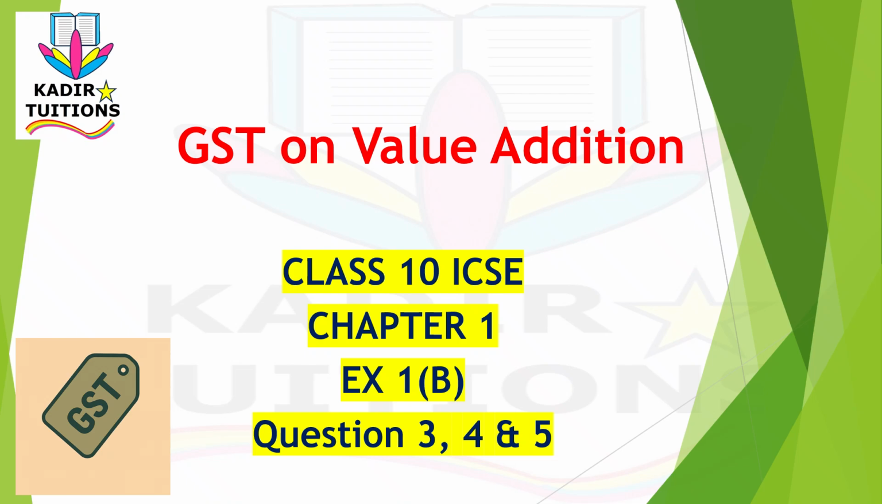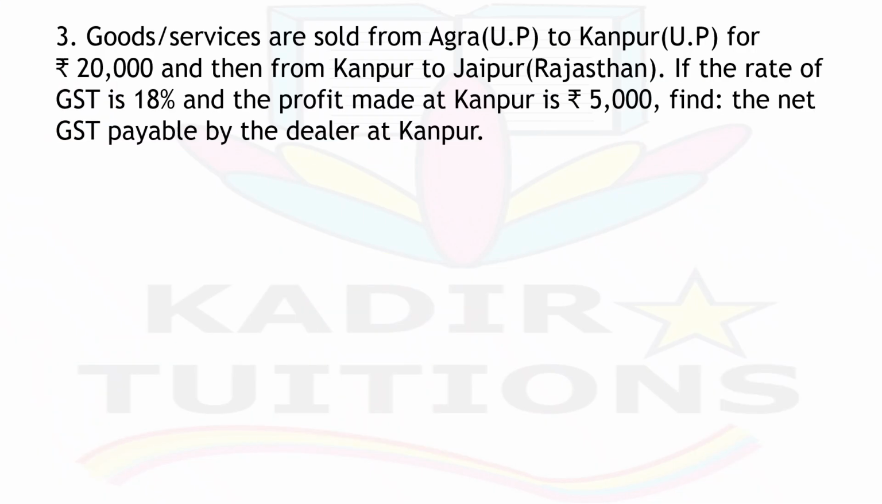So in this video, we are going to see chapter 1, exercise 1B continuation, which is GST on value addition. And we are going to see question number 3, 4 and 5. In question 3, goods or services are sold from Agra to Kanpur for 20,000 rupees and from Kanpur to Jaipur. If the rate of GST is 18% and the profit made at Kanpur is 5,000, what we need to find is the net GST payable by the dealer at Kanpur.